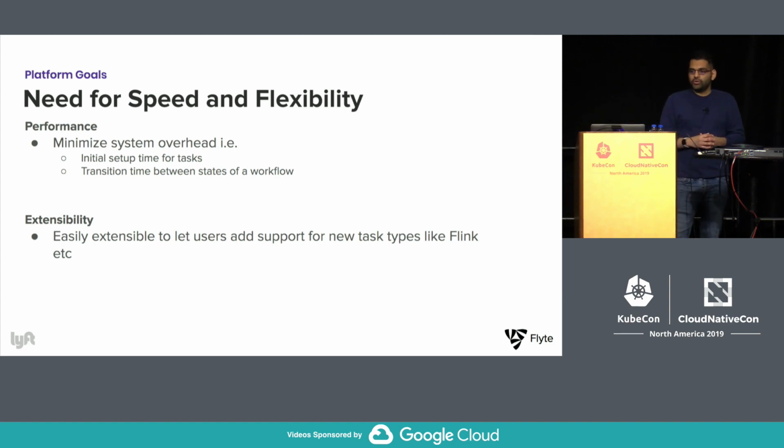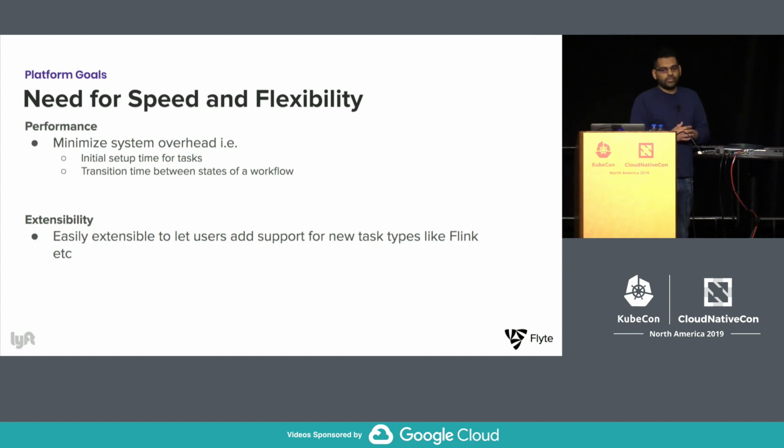A couple of other goals we want to just walk you through are performance and extensibility. So Flyte has multiple components. There's Flyte admin, there's Flyte propeller, as Surinder just mentioned. So you want to make sure that every time a workflow or a task is getting processed by one of these system components, there's a minimum system overhead. The processing time is minimized. This can be the initial setup time, where the user launches a workflow, the time it takes from that step to the time the tasks are actually running in the system, as well as the transition time between different states of the workflow when it's getting driven by Flyte propeller.